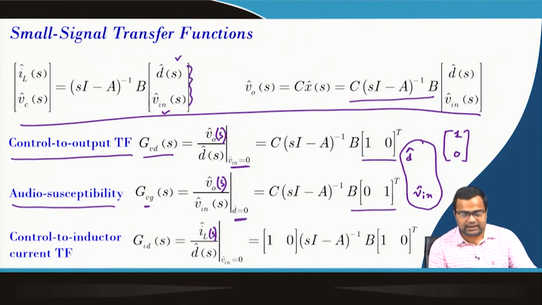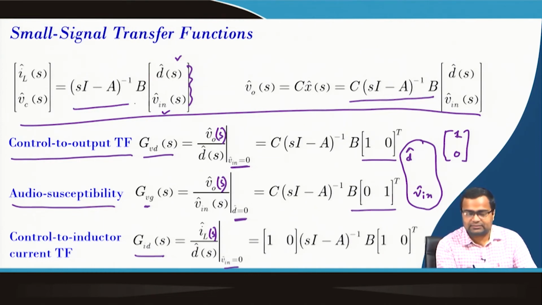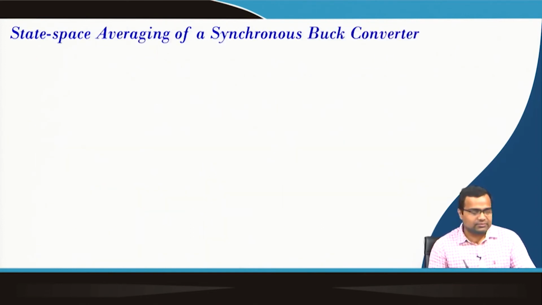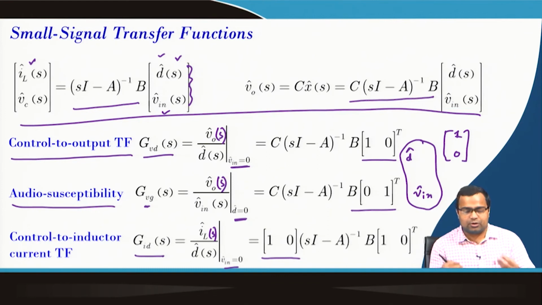Control to inductor current transfer function Gid(s), which is îL(s) by d̂(s), where we are considering the input voltage perturbation to be 0. Here it is the same model, but we want to take this one and this one. That means, in the first case we have to write a row matrix [1 0] and then a column matrix [1 0], then we can write down from this. That means, we can derive control to output transfer function, audio susceptibility, control to inductor current transfer function, everything that we can derive from this transfer function.